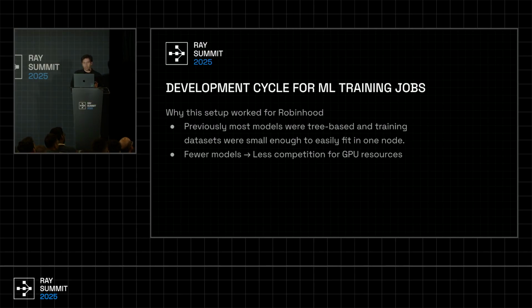And a quick note on why this worked for a while for Robinhood. Previously, most of our models were tree-based models, and the data sets were small enough that they could easily fit into a single moderately sized node. As we've developed, we've moved towards more deep learning use cases. For a long time, we also had fewer models. So this meant there was less competition. We could reserve enough resources where having to scale up frequently wasn't as necessary. As we've adopted more deep learning, as our data sets and models have grown, this has become less true.